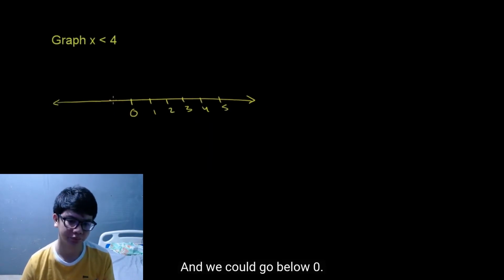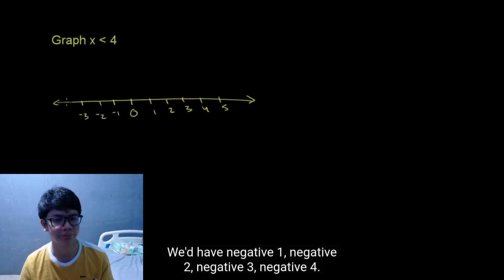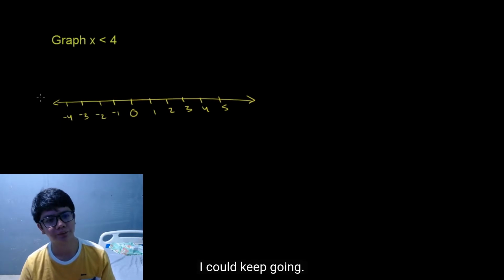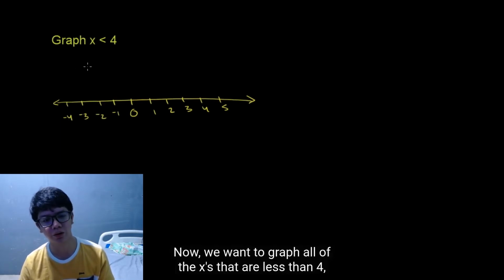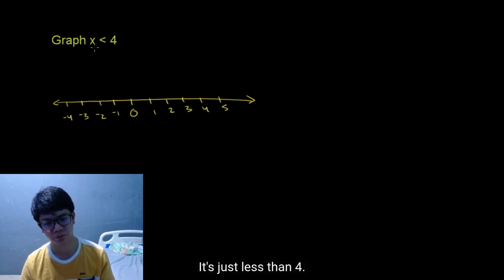And we could go below 0. We'd have negative 1, negative 2, negative 3, negative 4. I could keep going. Now we want to graph all of the x's that are less than 4. But we're not including 4. It's not less than or equal to 4. It's just less than 4.